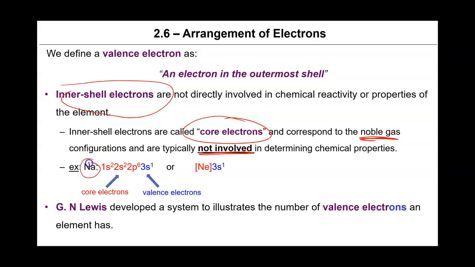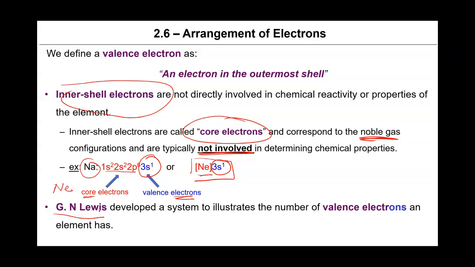For example, if we look at the electron configuration of sodium, there are 10 core electrons that are in the arrangement found in neon, and then there is 1 valence electron. That's why we write the abbreviated electron configuration as neon in square brackets followed by 3s1. So the abbreviated electron configuration does help us understand very clearly what are the valence electrons and what are the core electrons, but an even more elegant system was developed by an American chemist called G.N.